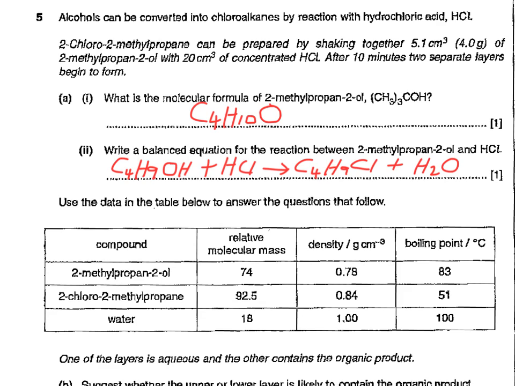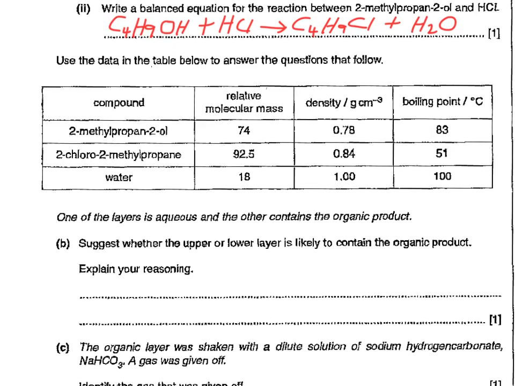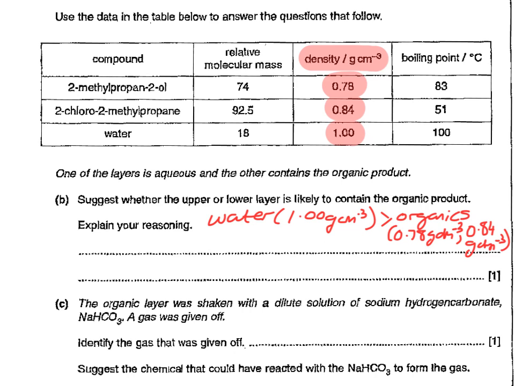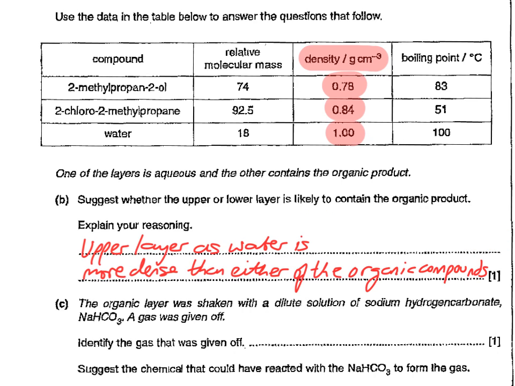Now we can go down and have a little look at the data. So it asks you to use the data in the table below to answer the questions that follow. So it gives you density. Looking at the values, you can see quite clearly that water has a greater density than either 2-methylpropan-2-ol or 2-chloro-2-methylpropane. So therefore the upper layer is going to contain the organic product. So your reasoning is that water is more dense than either of the organic compounds that are present.